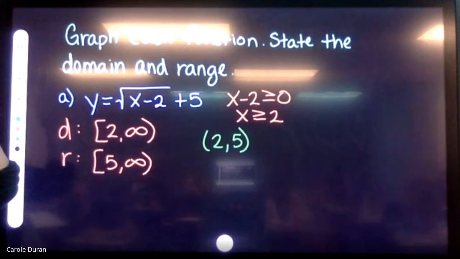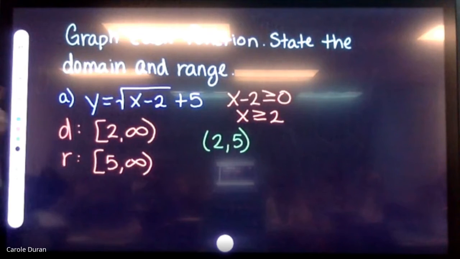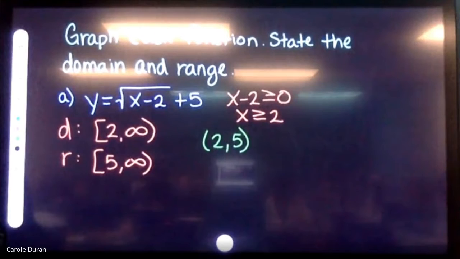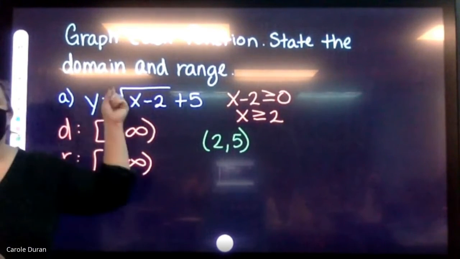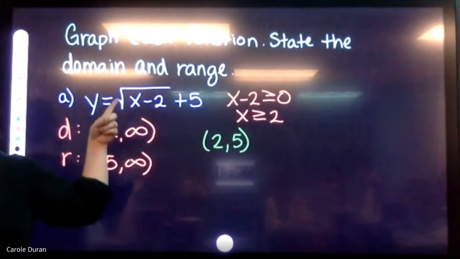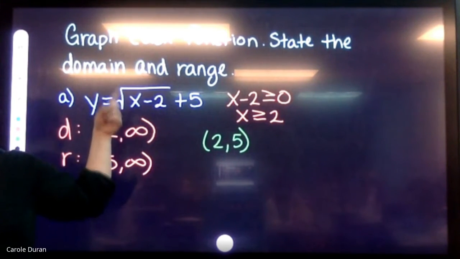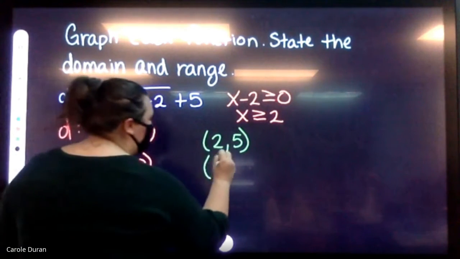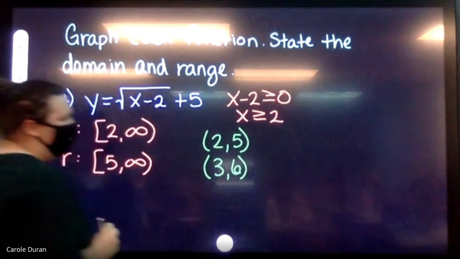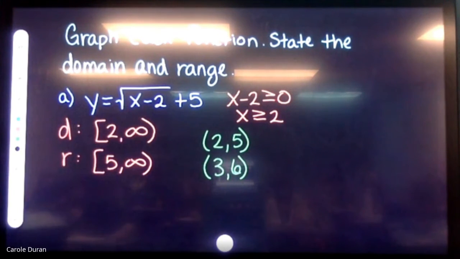So that's 1 point. I need 2 more. And I'm looking for numbers that are going to give me beautiful, beautiful whole number answers. Because if not, I don't want to do it. How did you come up with 3? Because if you subtract 2 from 3, you'll get 1. Correct. So if I plug 3 into this, I'm going to get 3 minus 2 is 1, and I know the square root of 1. What is it? 1. So when I add 5 to it, I get 6. So (3, 6) is the next point I'm going to put down. Oh, this is not at all how I thought we were supposed to do this.